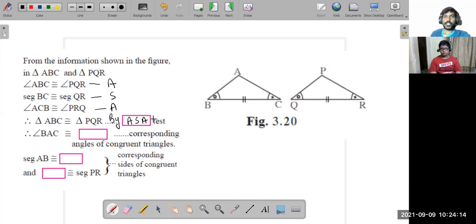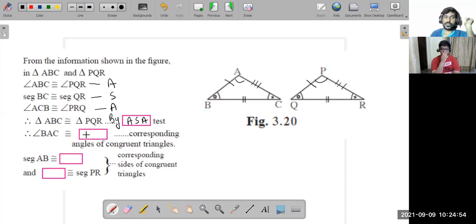Now, since the two triangles are congruent to each other, whenever you say two triangles are congruent, firstly all of their angles will be congruent to each other. So A and P will also be congruent to each other, and all of the sides will also be congruent to each other. Clear? Corresponding angles and corresponding sides will be congruent to each other. So this will be congruent to this side, and this will be congruent to this side.